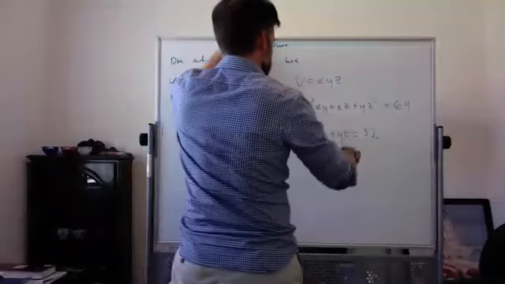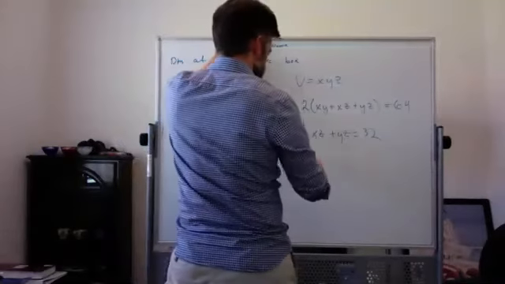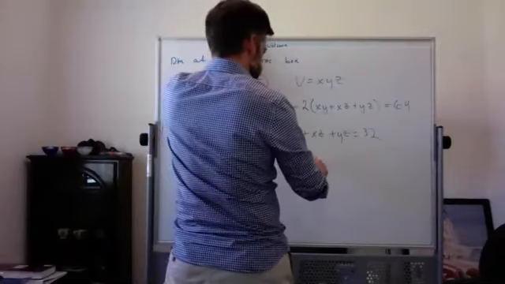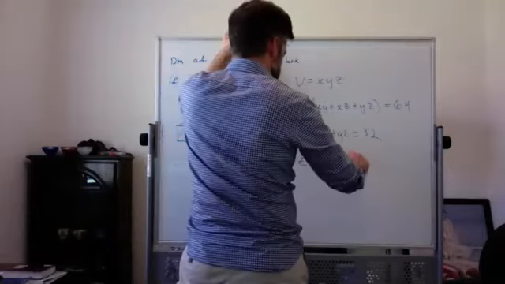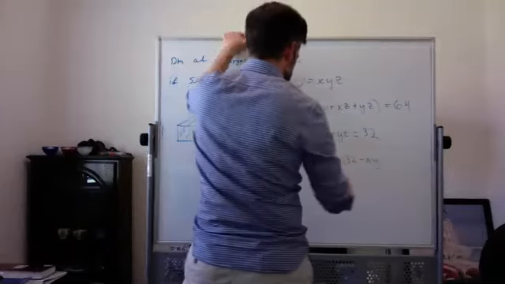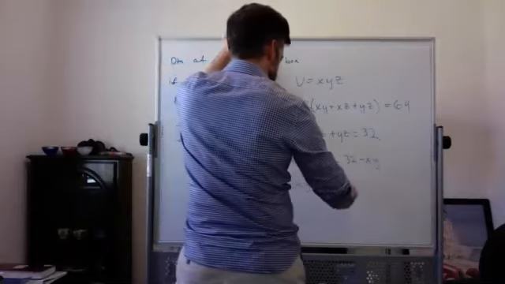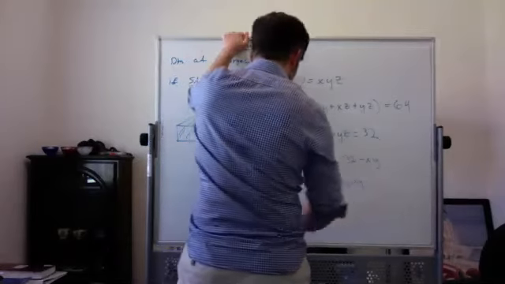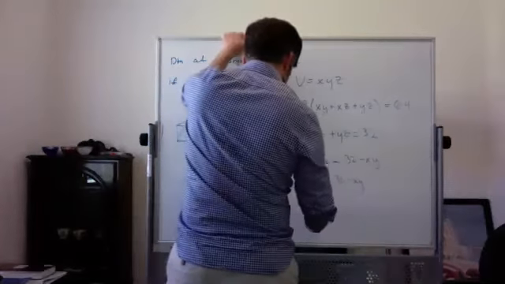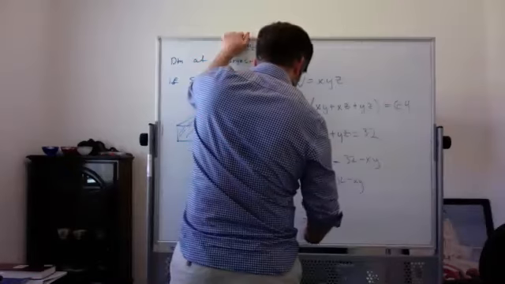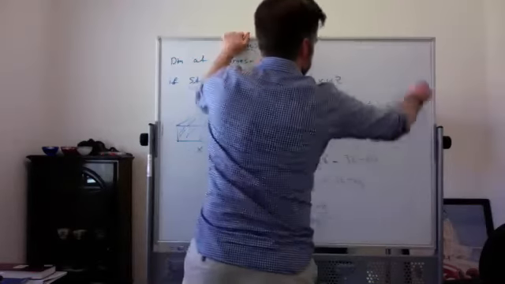Let's see. So xz + yz = 32 - xy, and I can factor out a z. So z times (x + y) = 32 - xy. So z = (32 - xy)/(x + y).